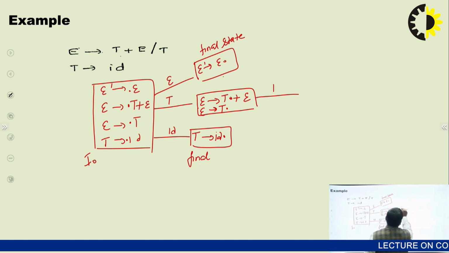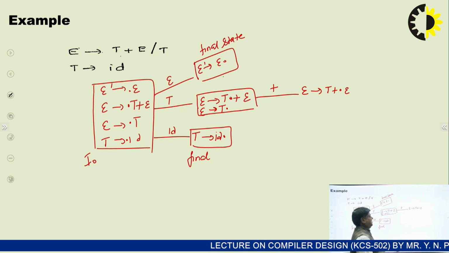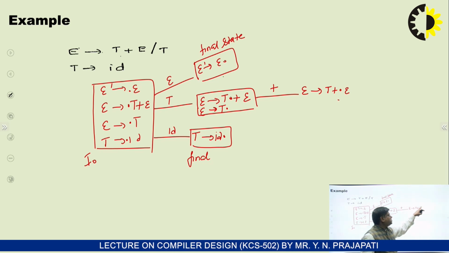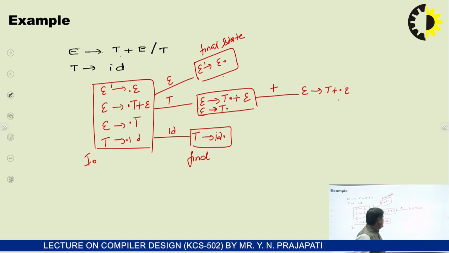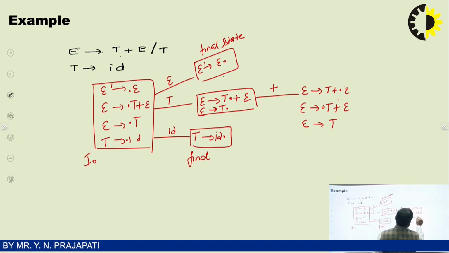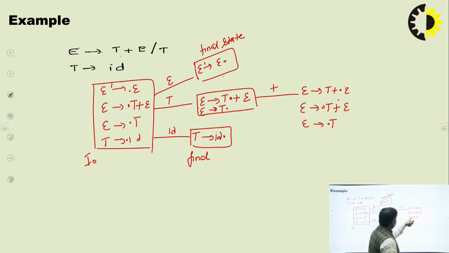Now here on plus, E tends to T plus dot E. The dot is before the E non-terminal, it means we expand this production rule. It means E tends to T plus E and E tends to T dot. Then we need to again expand T tends to id.